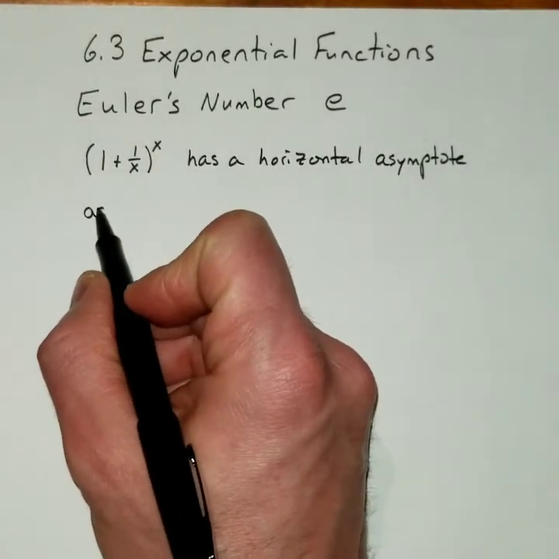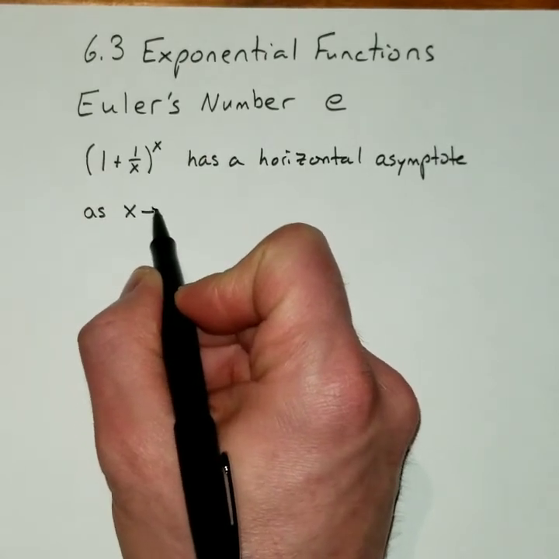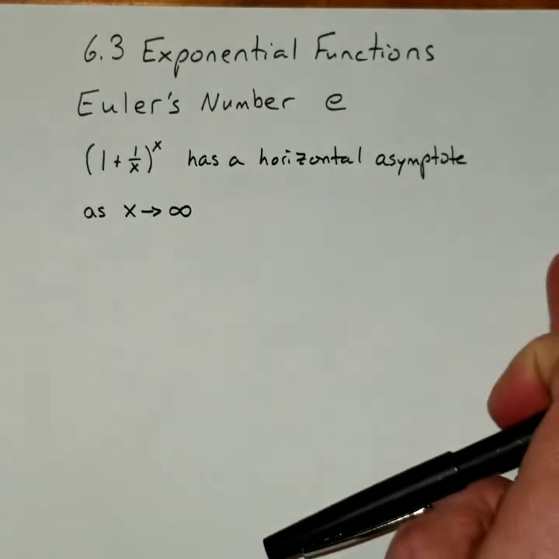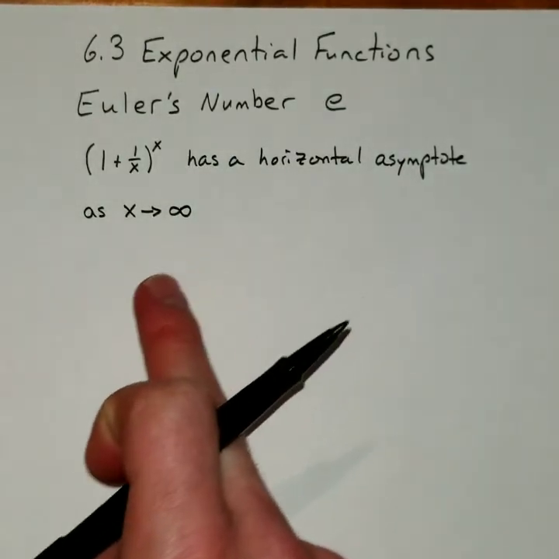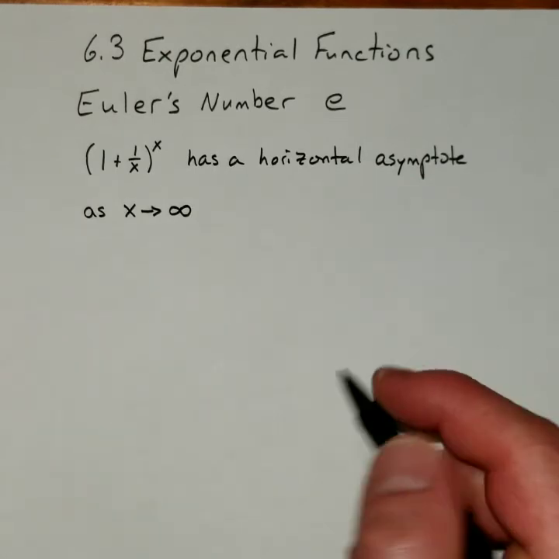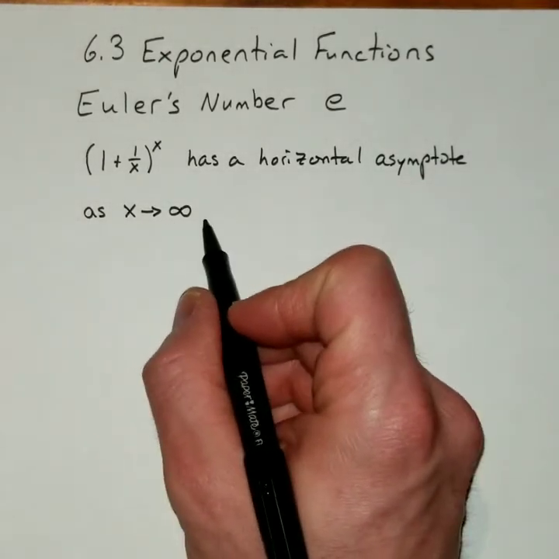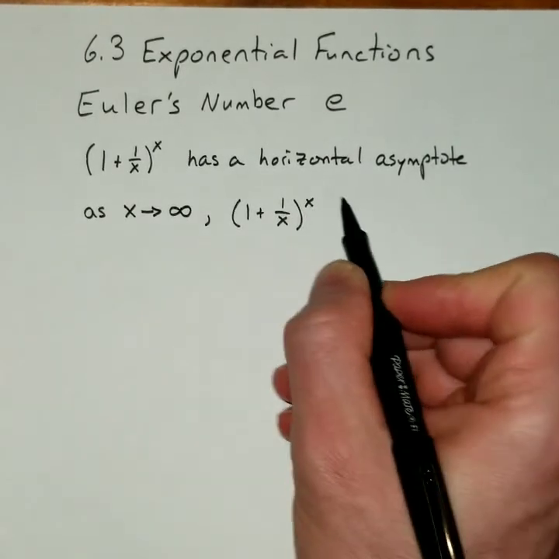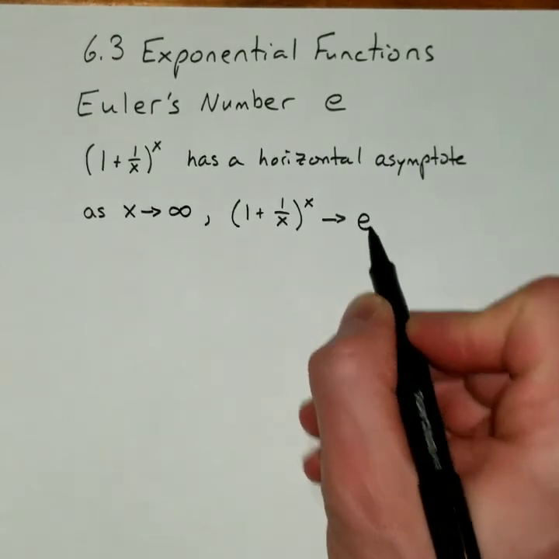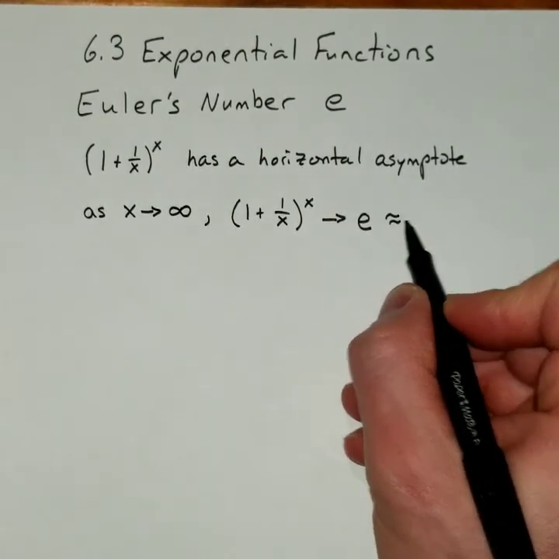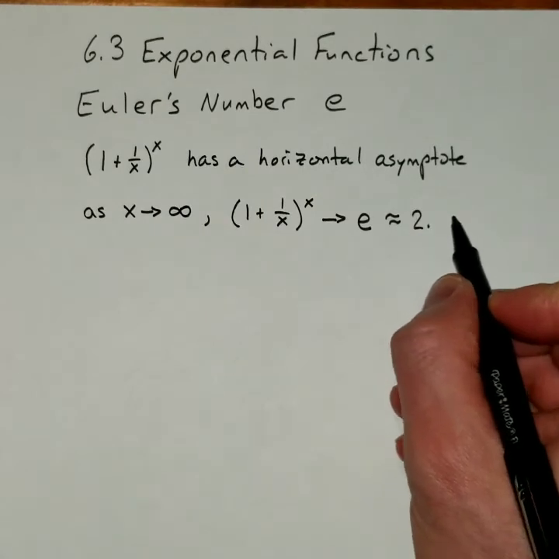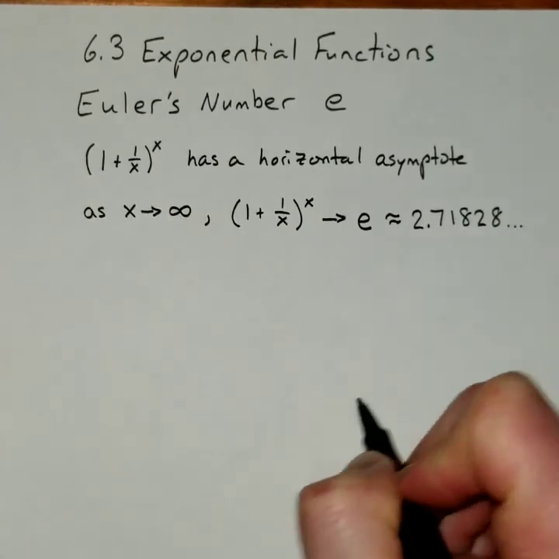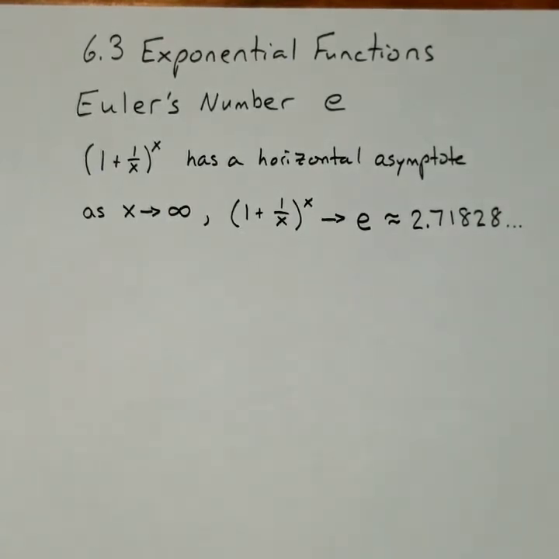But essentially the way we would say this is that as x goes to infinity, now remember, a horizontal asymptote is the horizontal line that the graph approaches as the x value gets bigger and bigger and bigger. And so as x approaches infinity, this function (1 + 1/x)^x approaches the number e, which Euler determined to be approximately 2.71828. And then of course there's an infinite number of decimals after that.